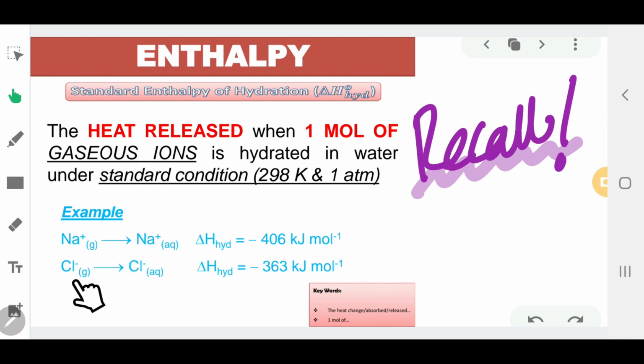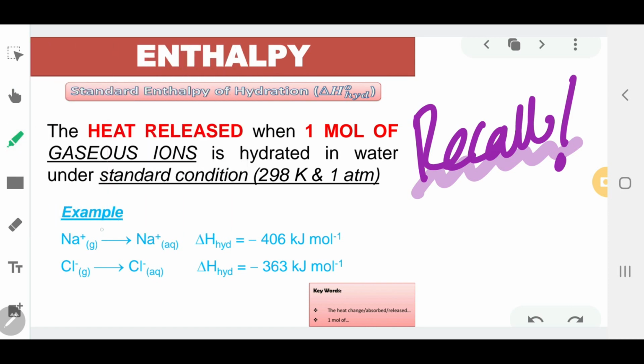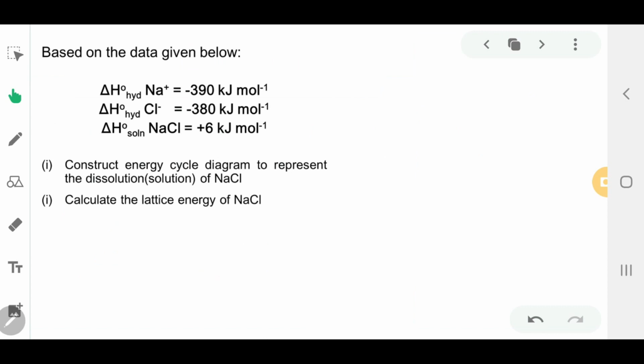Okay, you have another example right here for Cl⁻ gas. So when you add water to it, it will become Cl⁻ aqueous. So the process over here will involve the addition of water, liquid.